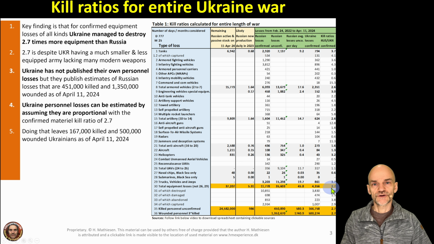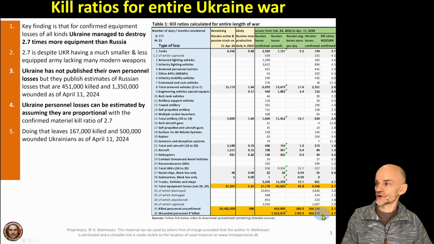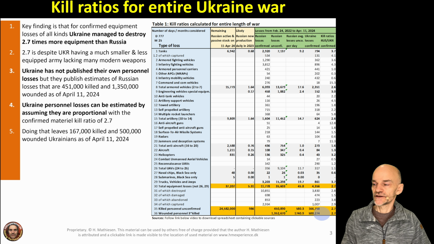and then adjust it with the killing rate for equipment that Ukraine has. If we assume this is the same for people, which is not unreasonable, then we can use that to calculate how many Ukrainians have been killed so far in the war. That would be almost 170,000 killed Ukrainians and almost 500,000 wounded, many of whom will be crippled. So that's the story about how many people are dying in this war.